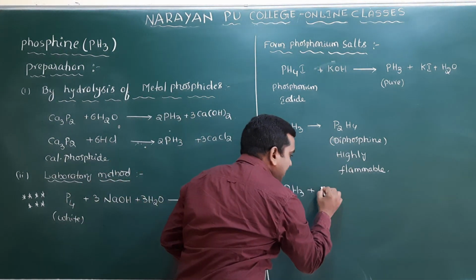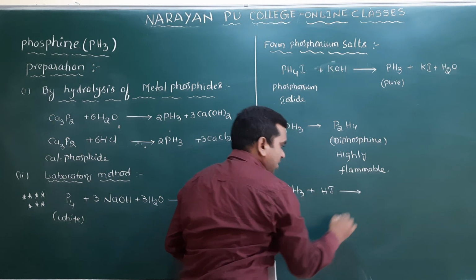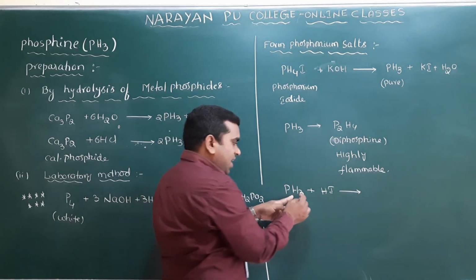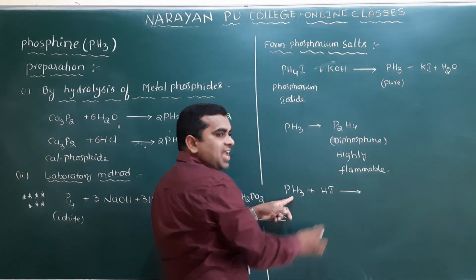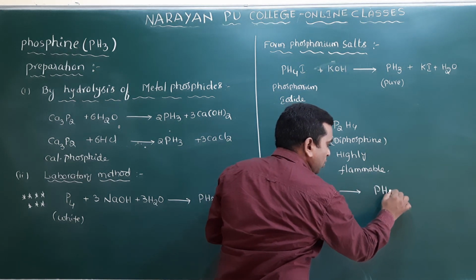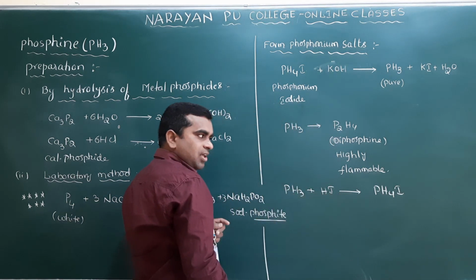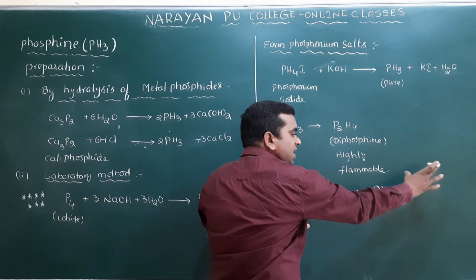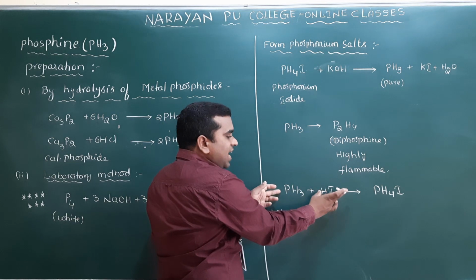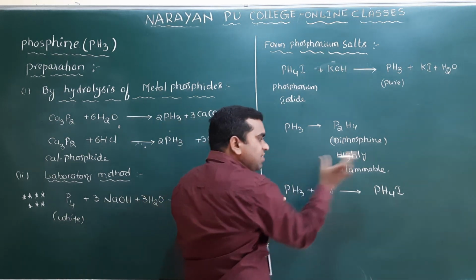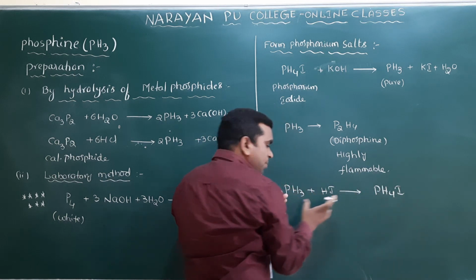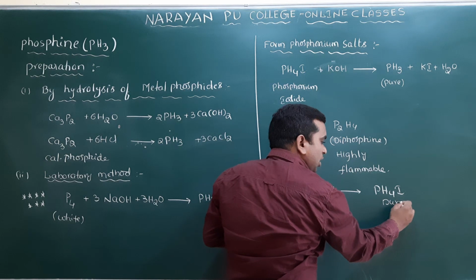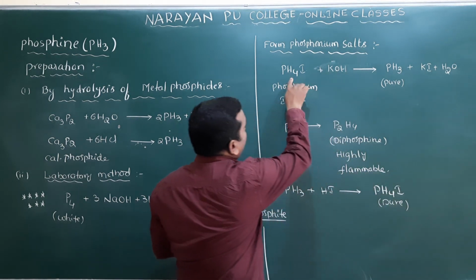Then treat this one with HI. Impure P2H4 is also present in the PH3, but when treated with HI, only PH3 will react with HI, converted into PH4I. Not the P2H4. PH3 will be converted into PH4I and the impurity will be present here only. Remove this, and you will get pure PH4I, that is phosphonium iodide.